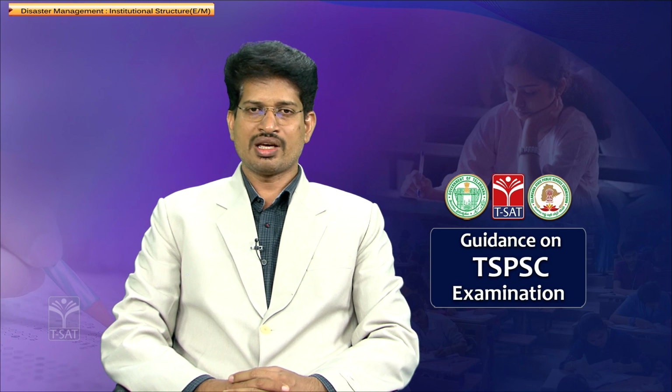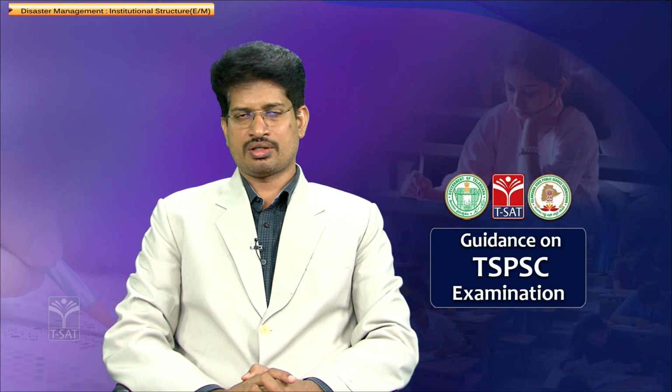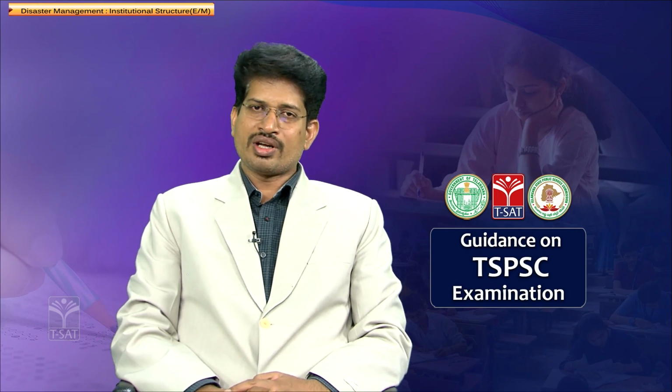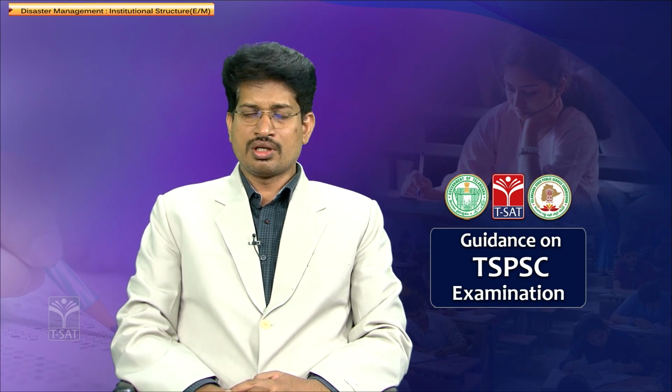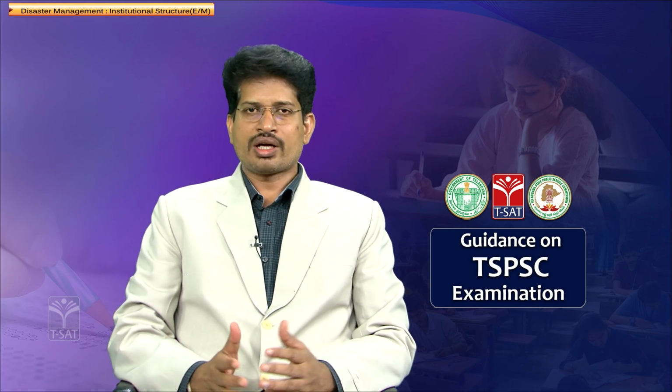Next technology is aerial photography, for pre-disaster and post-disaster conditions. You might have observed in the news bulletin that chief ministers and prime ministers travel in a helicopter observing the inundated, impacted, vulnerable region. The reason behind it is that one must be able to estimate what has happened, to what extent people are affected, what is the loss of property, and what is the loss in terms of agriculture. For this, we need to have an aerial photograph.